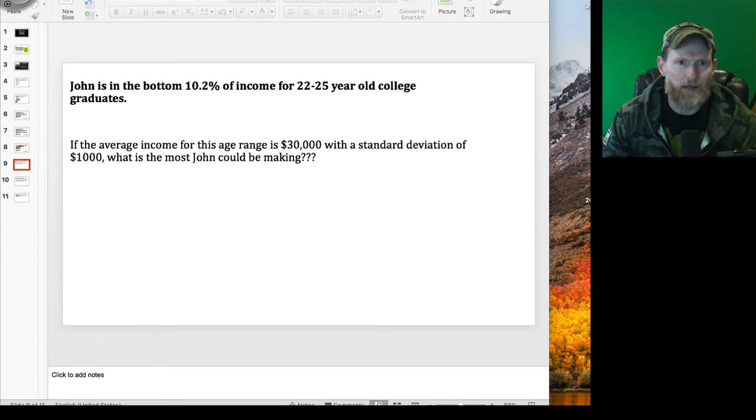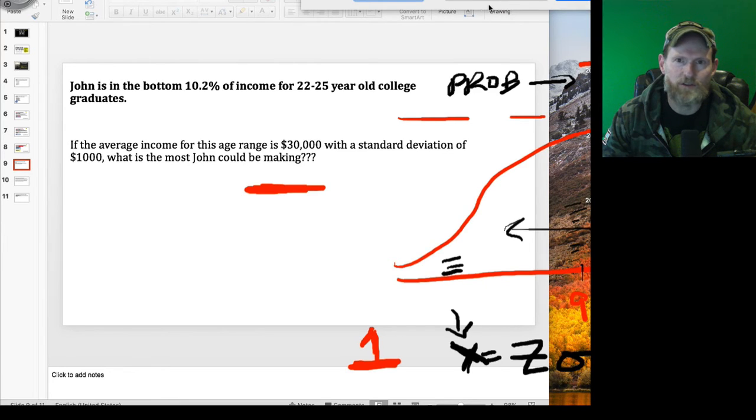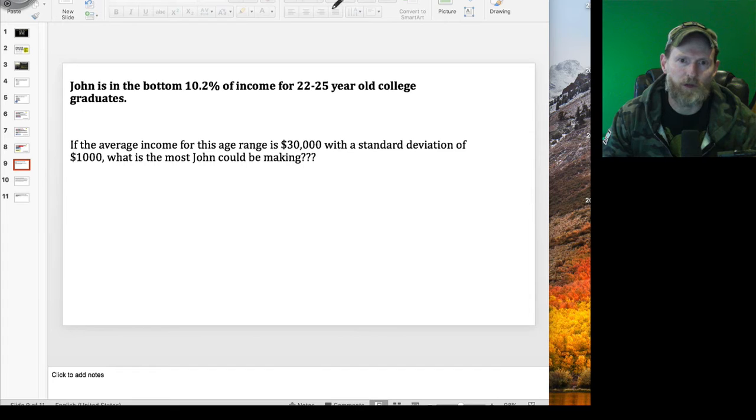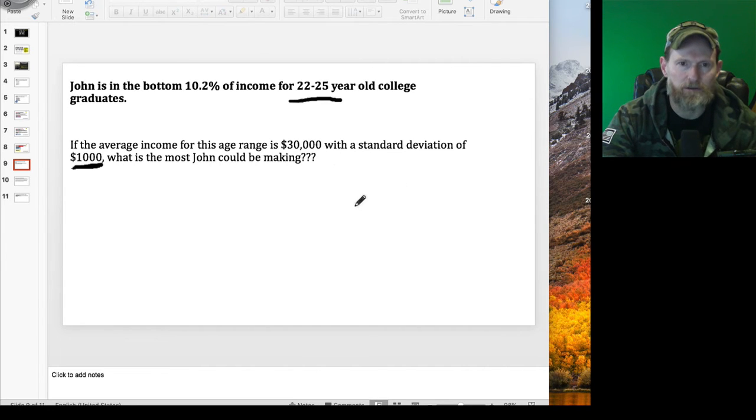So without further ado, we're going to go into this problem right here. John is in the bottom 10.2% of income for 22 through 25-year-old college graduates. If the average income for this age range is $30,000 with a standard deviation of 1,000, what is the most John could be making?